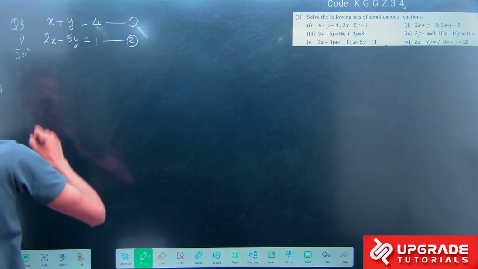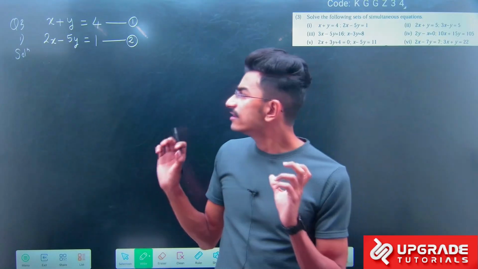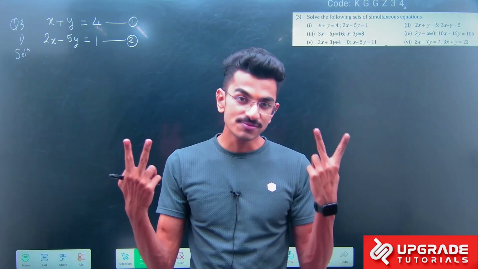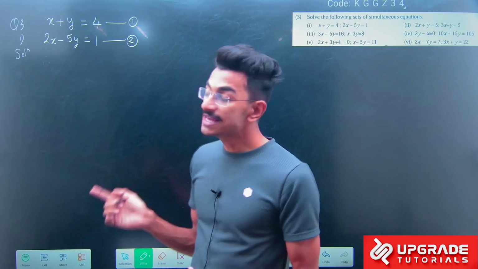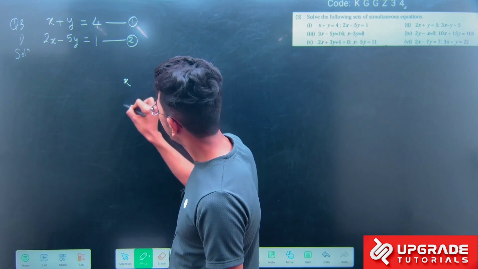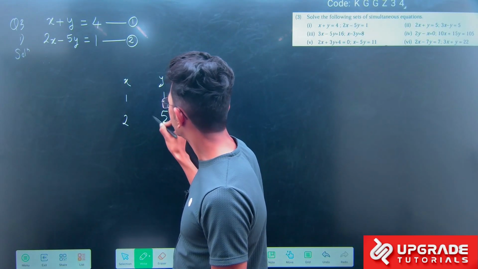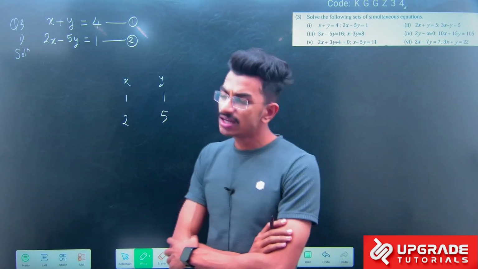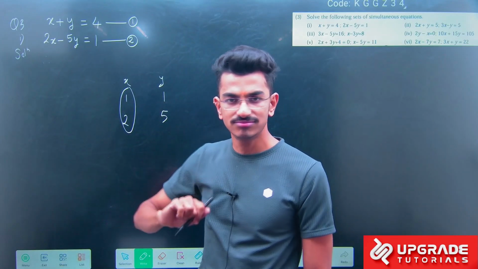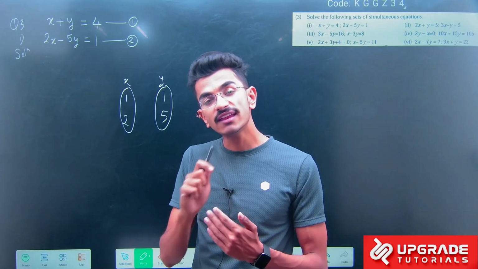Now, how to solve these equations? Whenever you find two equations containing two variables, meaning two equations are given and they contain two unknowns, then you just have to check the coefficient of each variable. What is the coefficient of x? 1 and 2. Coefficient of y: 1 and 5. Okay, check whose coefficient is the same. Are the coefficients of x the same? No. Are the coefficients of y the same? No. So you have to make the coefficient of any one variable the same.